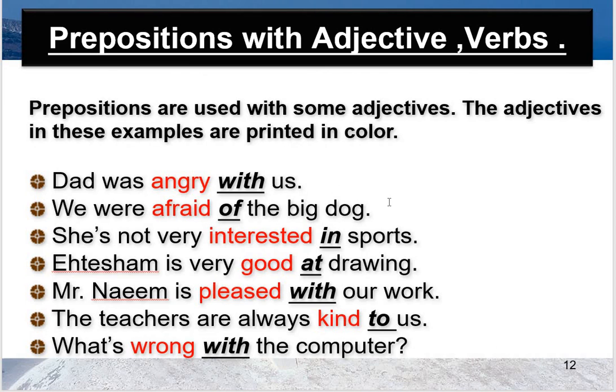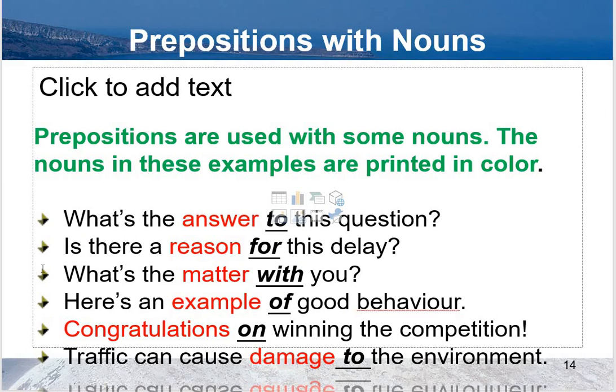In the previous slide, I tried to prove that prepositions are used with adjectives. Now I want to share with you some examples where prepositions have been used with nouns. Prepositions are used with some nouns. The nouns in these examples are printed in color. What's the answer to this question? In this example, answer is a noun, to is a preposition. Is there a reason for this delay?